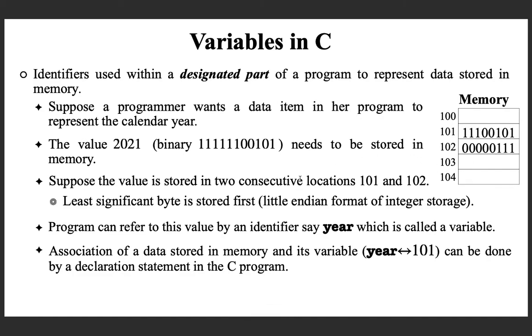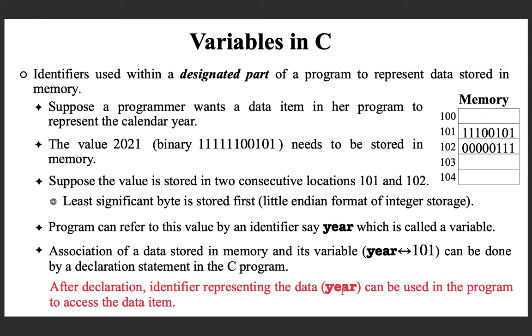And then association of data stored in memory and its variable. For example, if the memory location is 101, and you want to give a variable name to that, then this is the association between the variable name and the location address, and this is done in a C program by what is called a declaration statement. Later we can see exactly what a declaration is and what a declaration statement is doing.